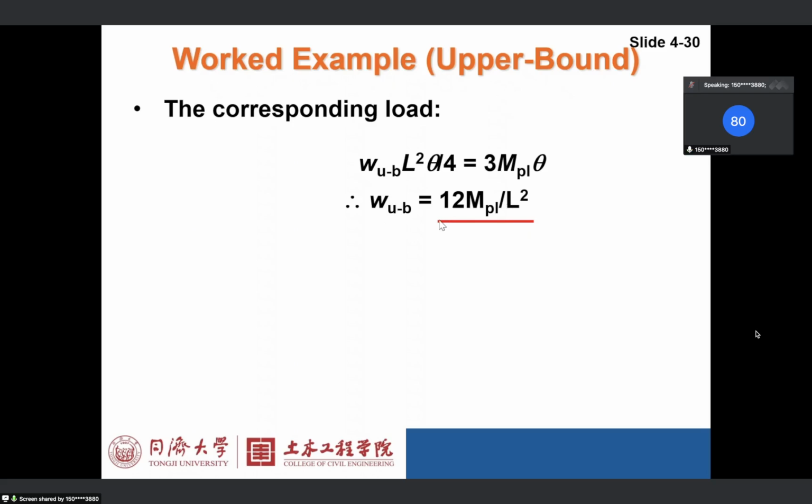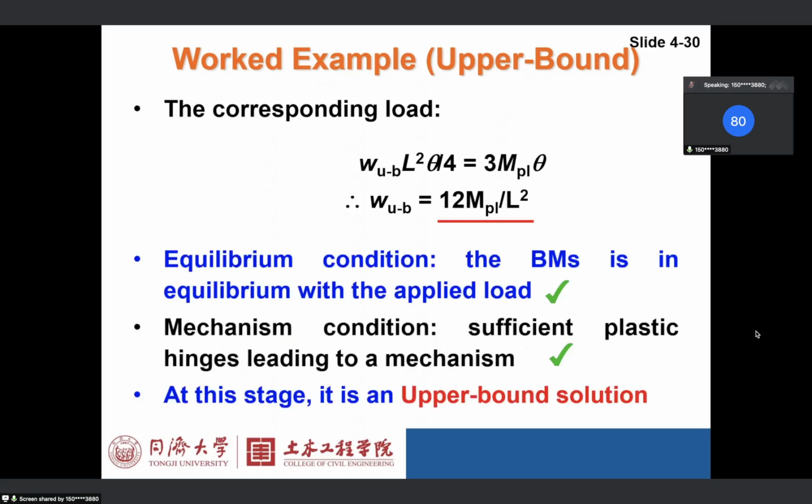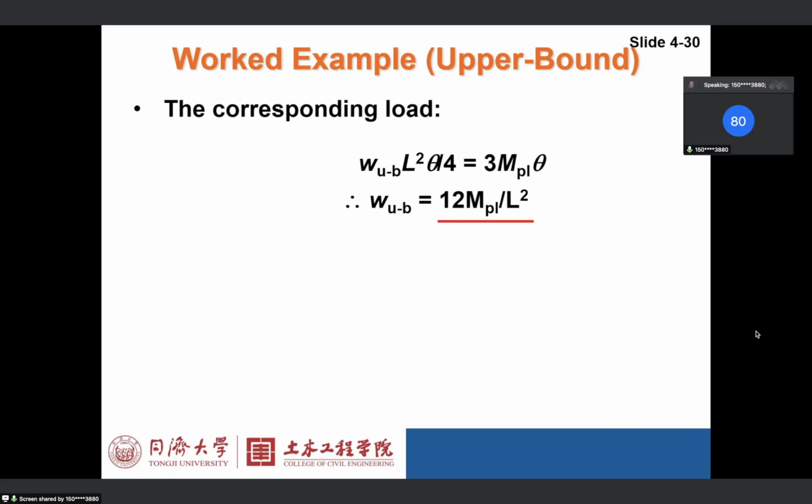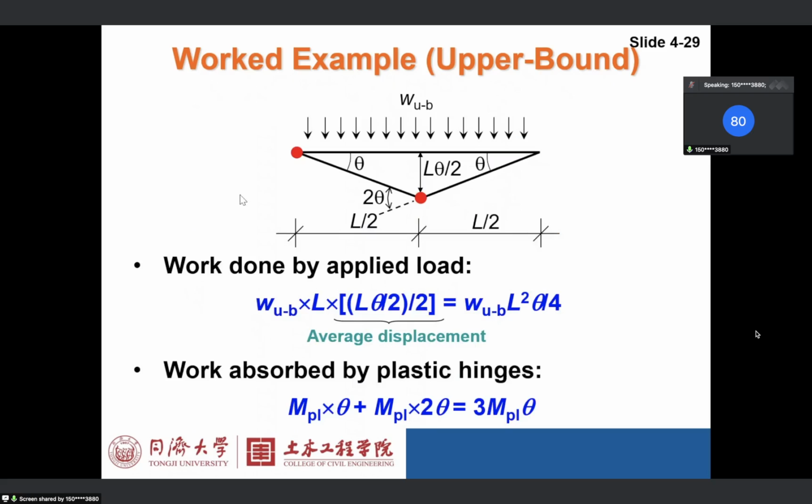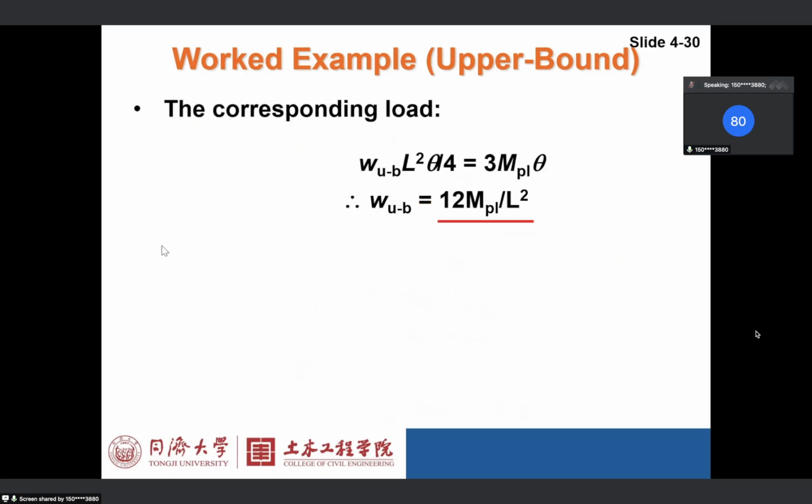This is the upper bound. Can you prove this is the upper bound? Yes, we can prove that, but now we don't need to, because we know it must be an upper bound solution since this location is not the exact location. If the location is not exact, you always get an upper bound solution. You remember that: you always get an upper bound solution if the location you selected is not the exact location of the plastic hinges. So 12 is always an upper bound solution.